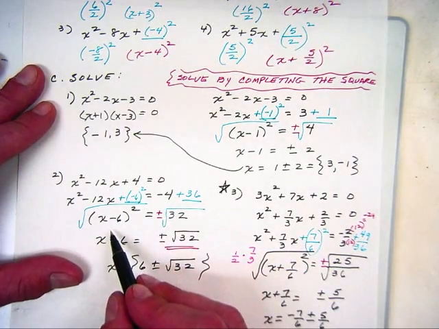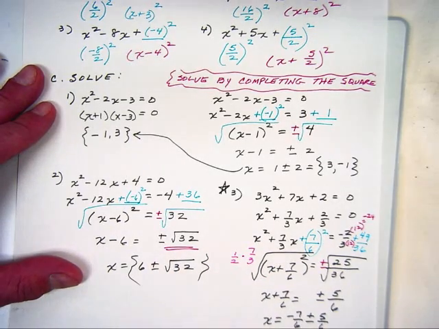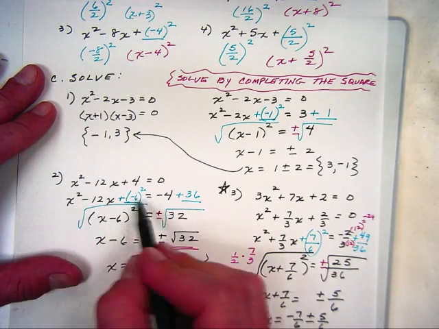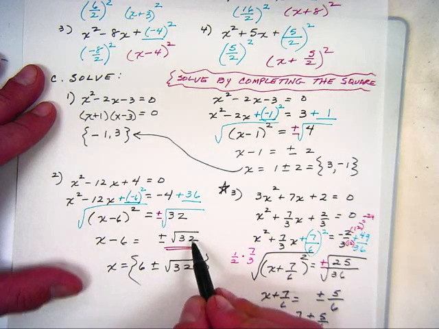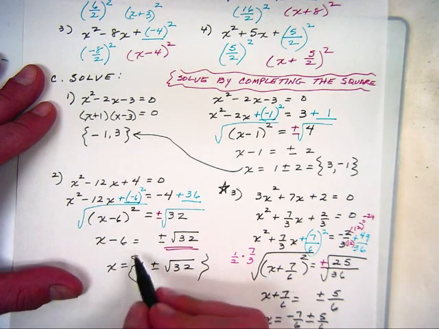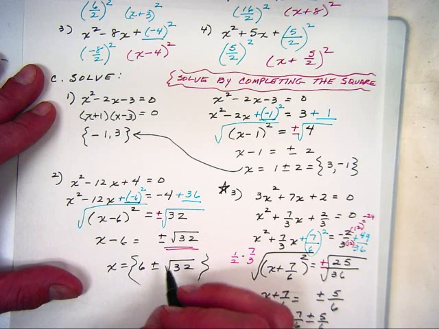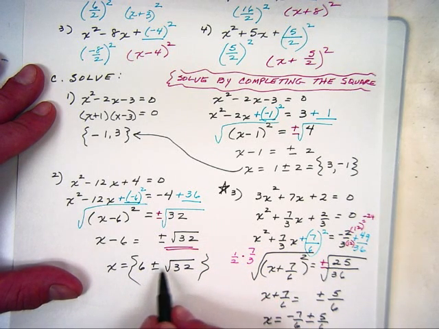So I have x minus 6 quantity squared equals 32. If I square root both sides, I get x minus 6 now equals positive or negative square root of 32. I add 6 on both sides. My final answer will be 6 plus or minus square root of 32.